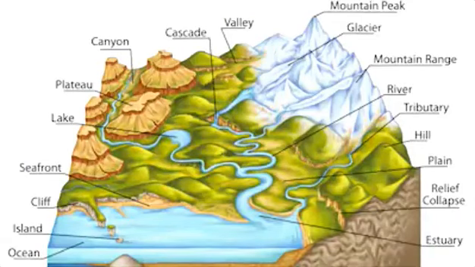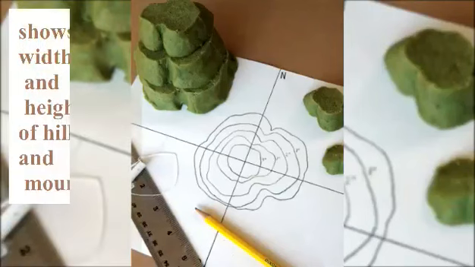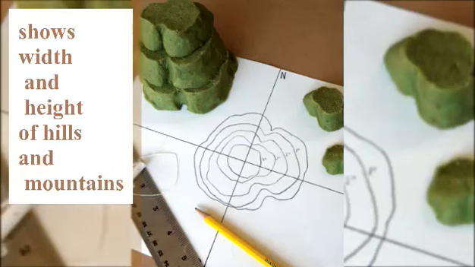It tries to show where hills, mountains, ridges, valleys, slopes, cliffs, and other variations in slopes are. For example, mostly it is used to show the heights and width of the mountains and hills.